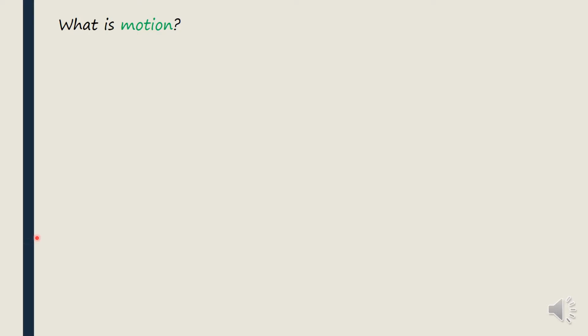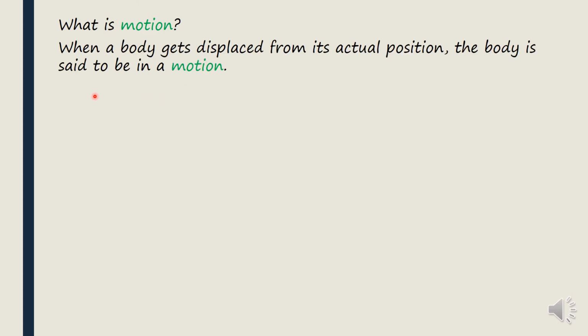To understand the topic on motion, first you should know what motion is. Motion is when a body gets displaced from its actual position, the body is said to be in motion. Whenever there is one body and it is being displaced from its actual position, then the body is said to be in motion. It's simple. An example you can give is, suppose you have a pen, and you keep it on your table.